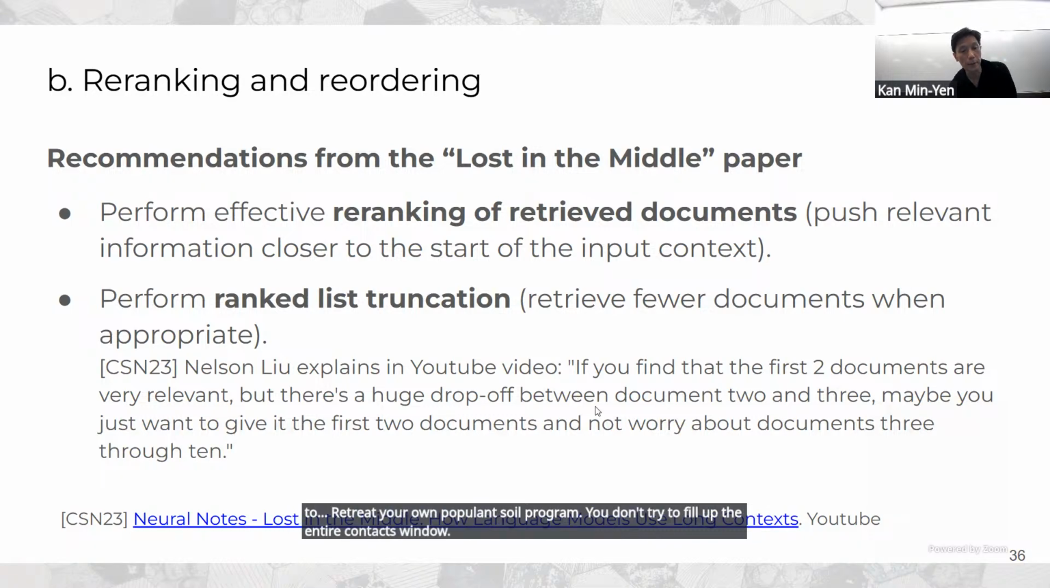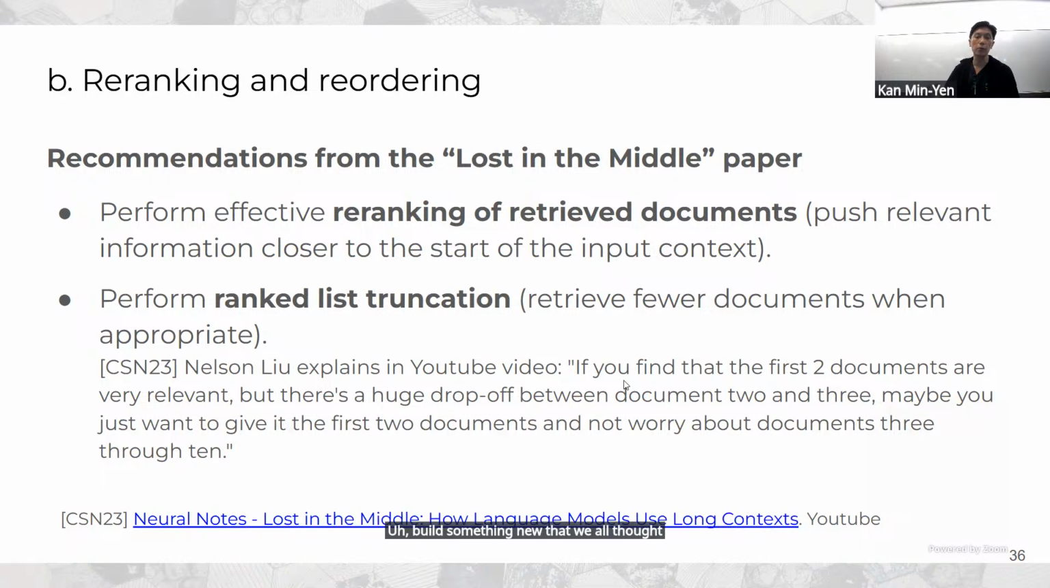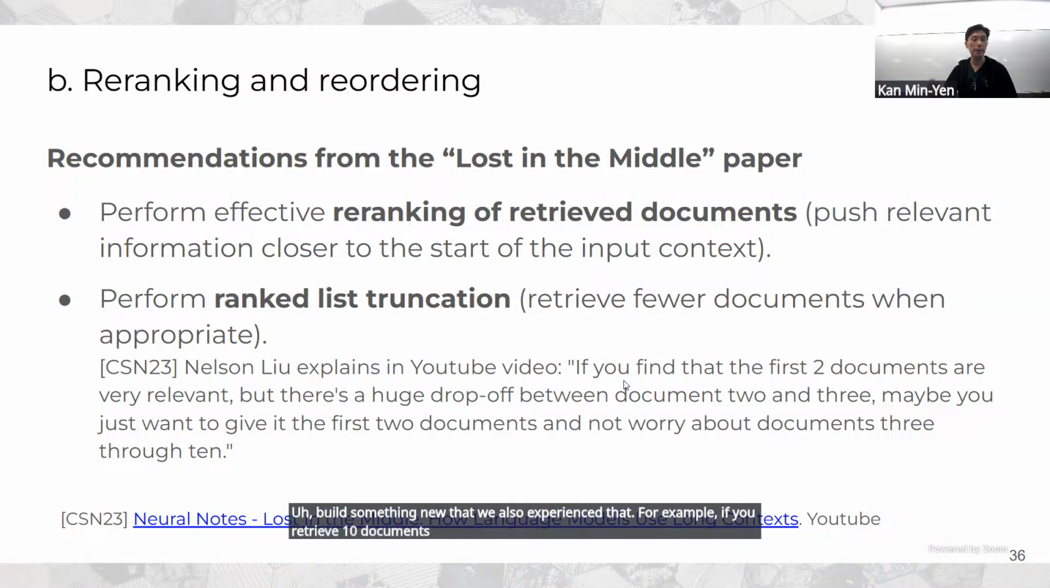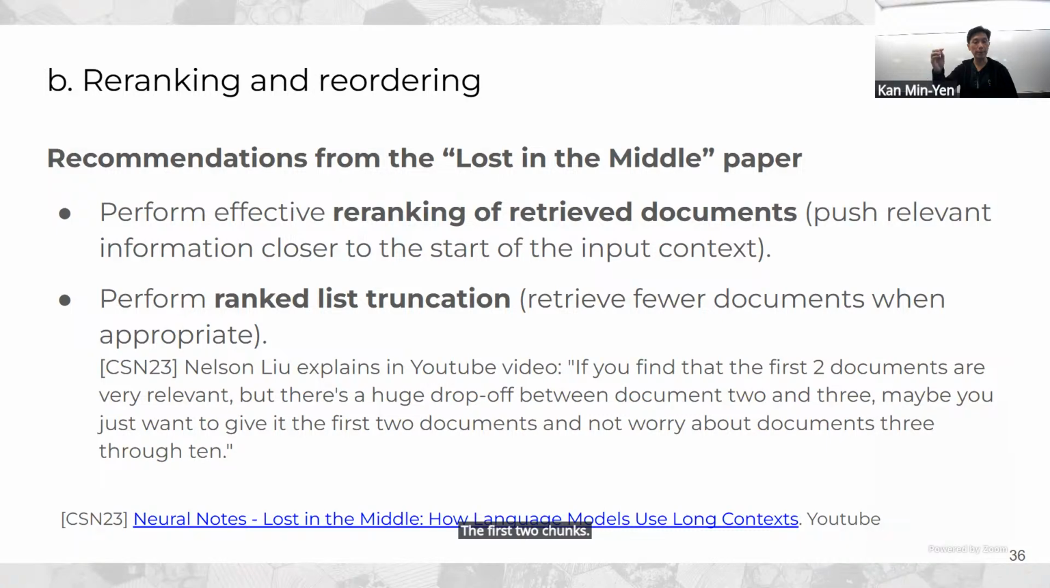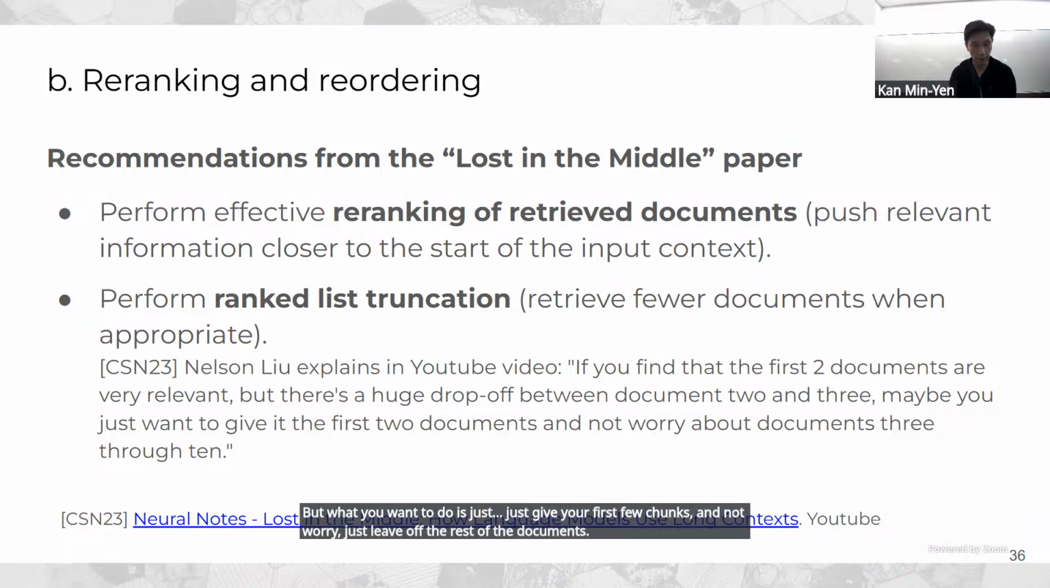Nelson Liu, the lead author, explains that, for example, if you retrieve 10 documents and you find that the first 2 chunks have high relevance, but after the first 2 chunks, the third chunk onwards have low relevance, there's a huge drop off, right? Then what you want to do is just get the first 2 chunks and not worry, just leave out the rest of the documents.